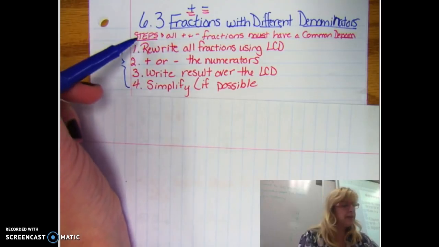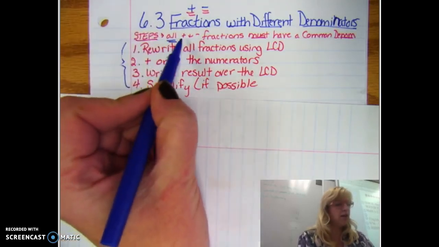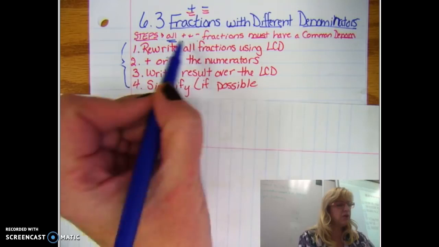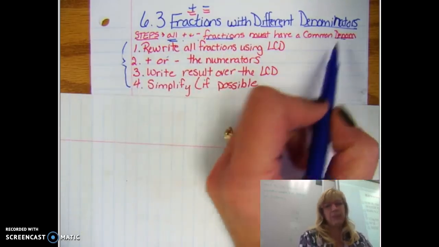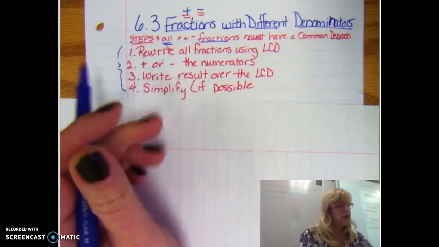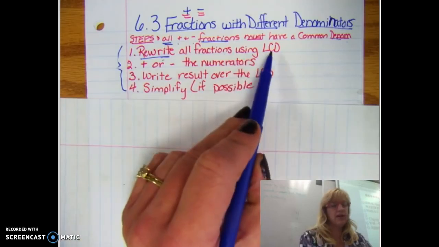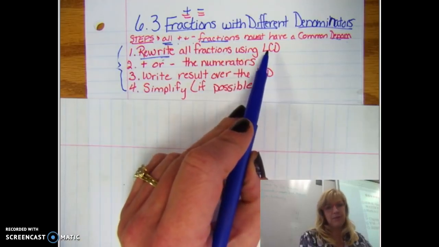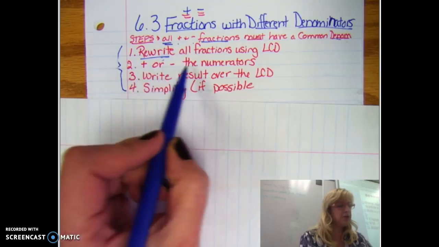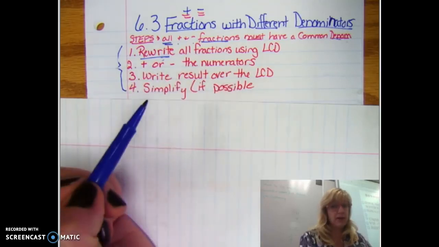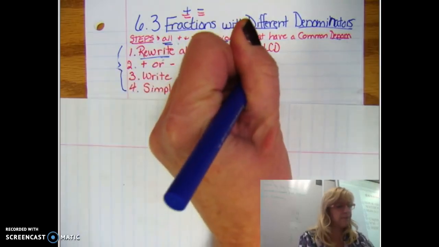So here are the steps first, and please note that all addition and subtraction, when you're doing that with fractions, they must have a common denominator. Okay, so step number one is rewrite all of the fractions using the lowest common denominator. We'll talk about that in a moment when we do an example. Secondly, add or subtract just the numerators, exactly like yesterday. The denominator stays the same.